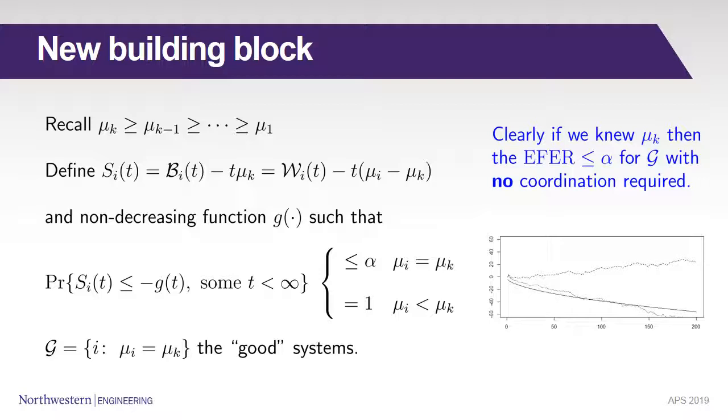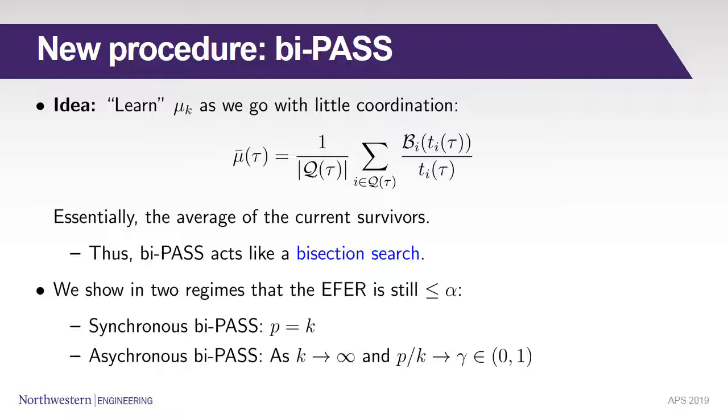That'd be great if that was the case, but the problem is more interesting when I don't actually know the value of the standard, and that's what we move to next. Our new procedure is called BYPASS. The idea of BYPASS is to learn the standard, in this case mu k, as we go, with as little coordination as possible while not compromising the expected false elimination rate.